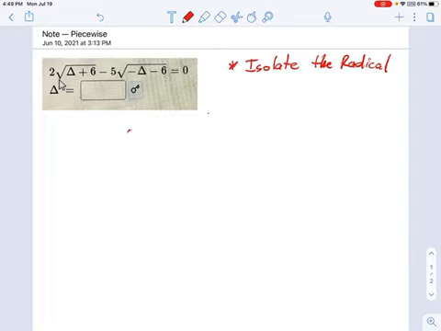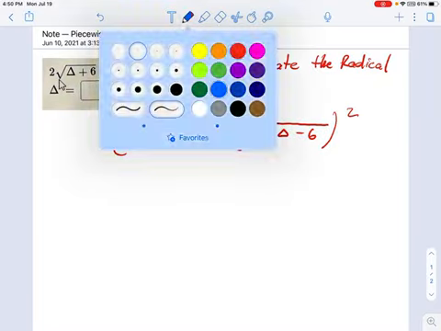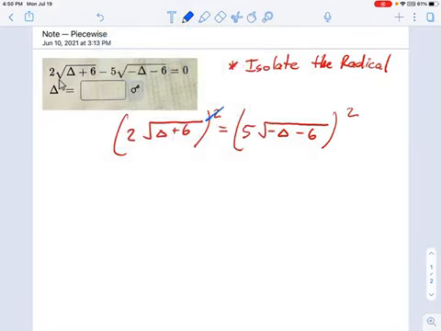When I isolate the radical, what I get is 2 square root of delta plus 6 over here, and I add the other radical to the other side of the equation. You can just take the whole thing and move it to the other side. So it becomes 5 square root of negative delta minus 6 over there. And you see now, each of these radicals is kind of isolated by itself. They're on separate sides of the equation, so I can square them. And those squares are just going to cancel out the radicals, right?